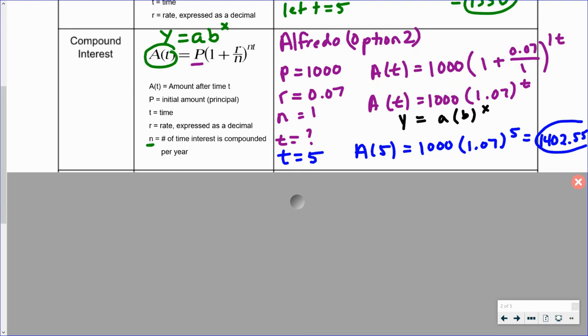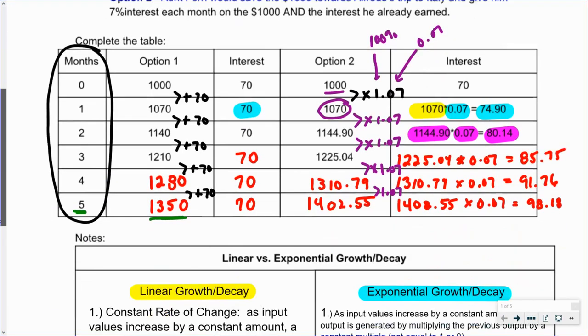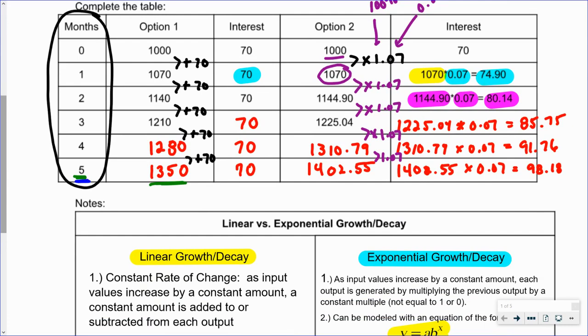So if this formula works properly, we should be able to go back to the table that we generated last video. And after 5 months in option 2, Alfredo should have $1,402.55 in an account. Let's check that out. And he does. After month 5, he's got $1,402.55. So that's an example of how the compound interest formula will be applied.